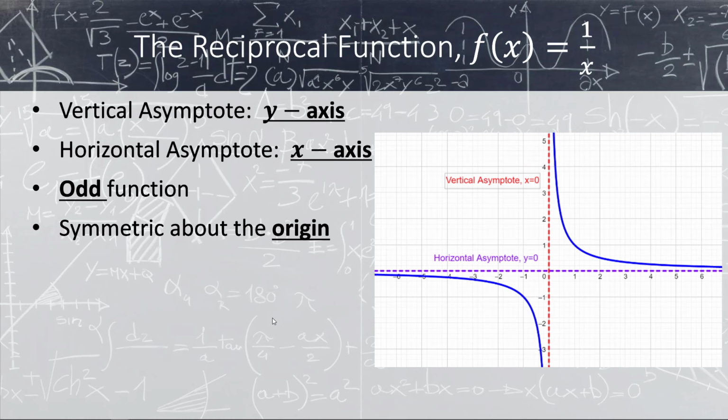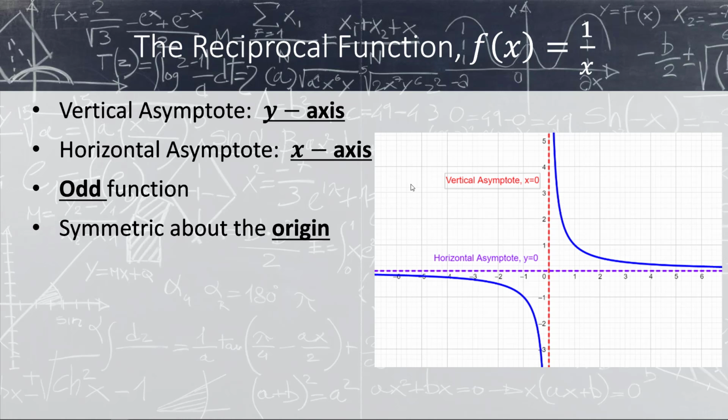What else can we say about this? Well, as I mentioned before, it has a vertical asymptote. And that is the line at x equals 0 where the function approaches either positive infinity or negative infinity. And there is a horizontal asymptote at the x-axis, which basically shows that as x approaches infinity, the function approaches 0, but never quite touches 0.